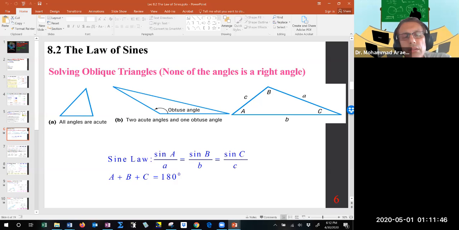The sine law says the ratio of the sine of an angle to its opposite side is the same as the ratio of the sine of the other angles to their opposite sides. So sine A over a equals sine B over b equals sine C over c, okay? By the way, the reciprocal works also. Let me quickly write that for you.